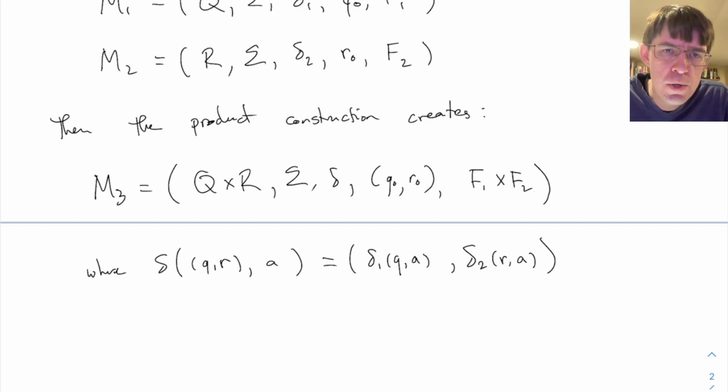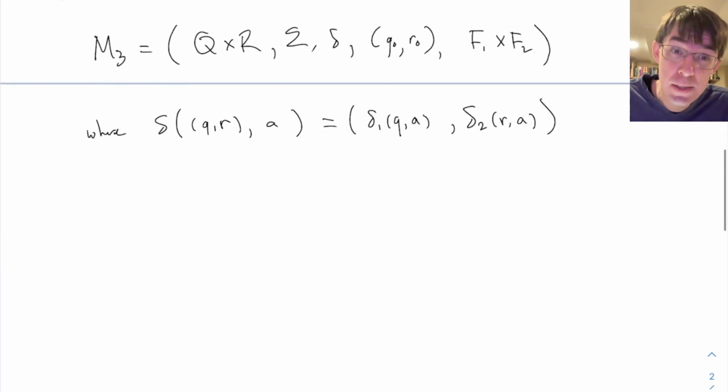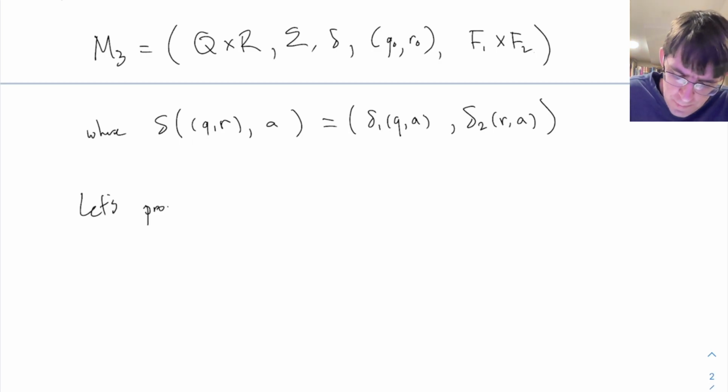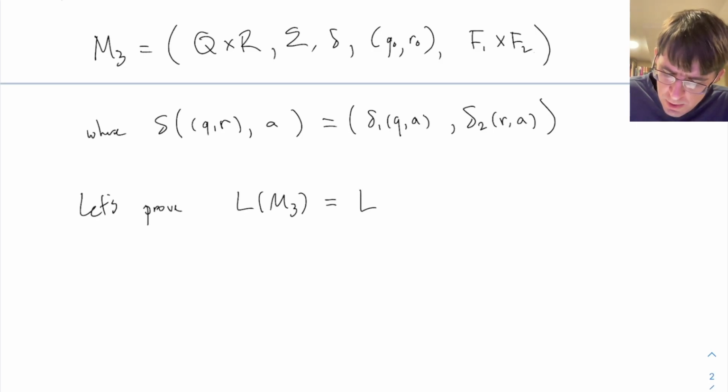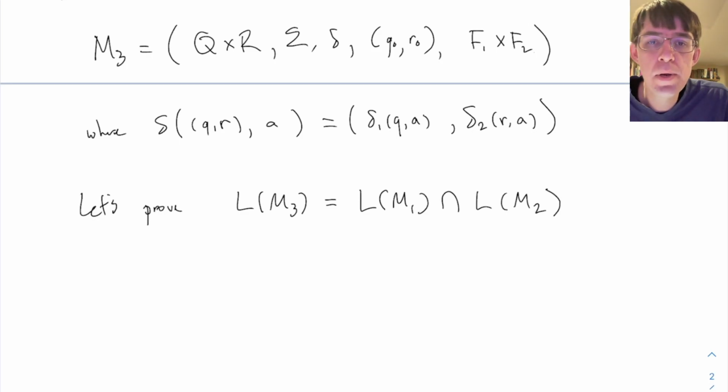What is there interesting to use this formalism for the product? Actually, we can fairly easily, you'll see how easy, prove that the language of M3 is really the intersection of the language of M1 and the language of M2, right? That's the whole point of this whole construction, that this new machine that you get, its language is the intersection of the original two machines. That's why the construction is interesting at all.